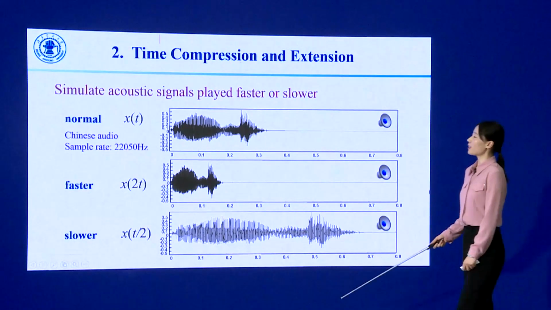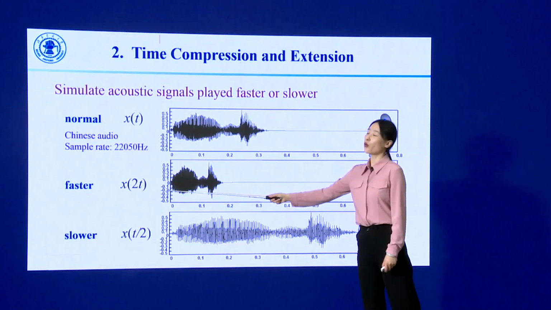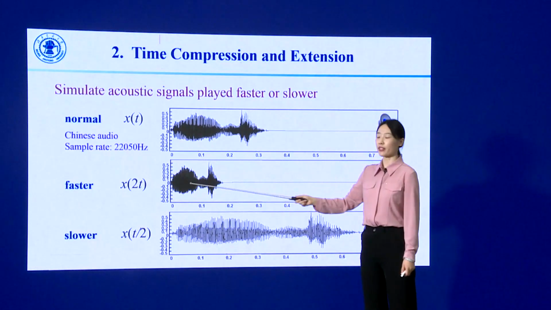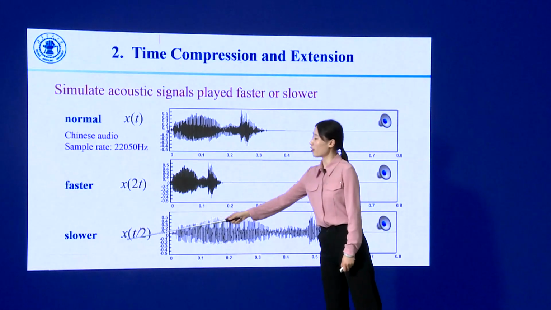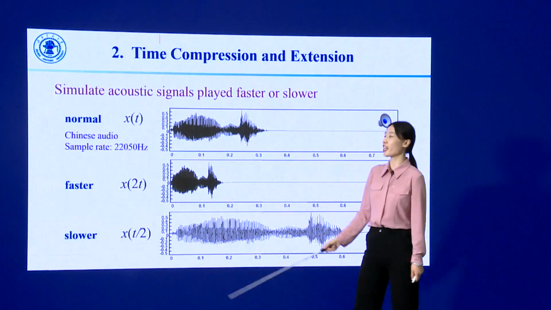We can find that the faster sound corresponds to the time compression and the slower sound corresponds to time extension.